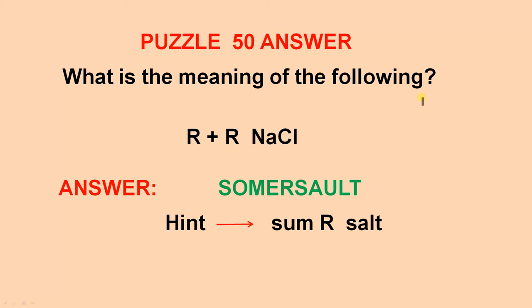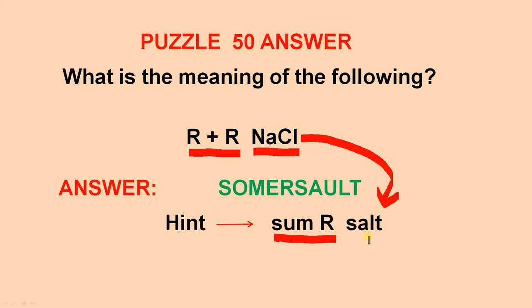What is the meaning of the following? The answer: somersault. How tricky is that? So these two here, that's like the sum of R, so sum R. And for the scientists, sodium chloride. That's the formula for salt. So somersault, somersault. How tricky was that? If you got that, you did very, very well.